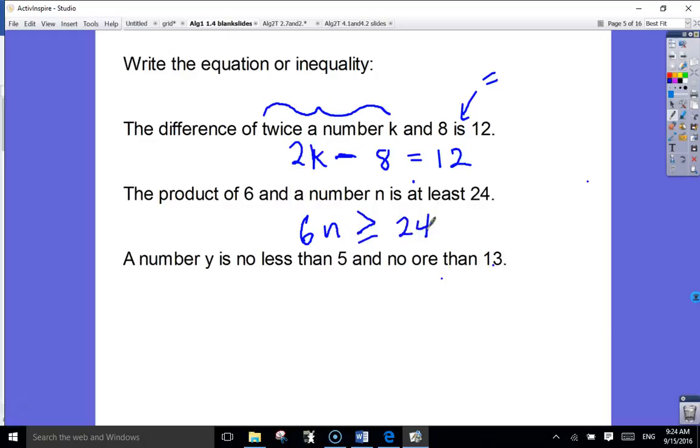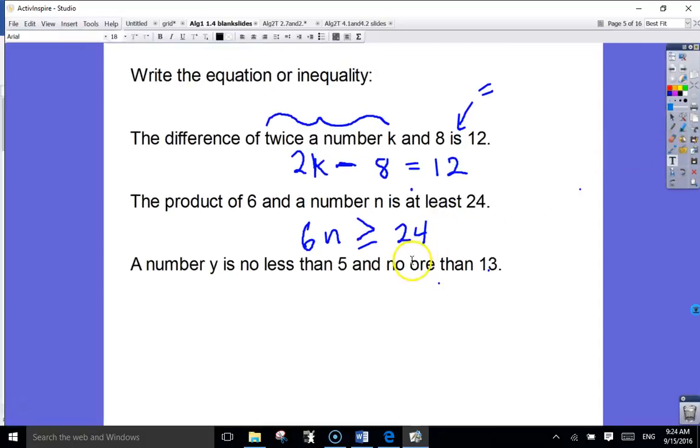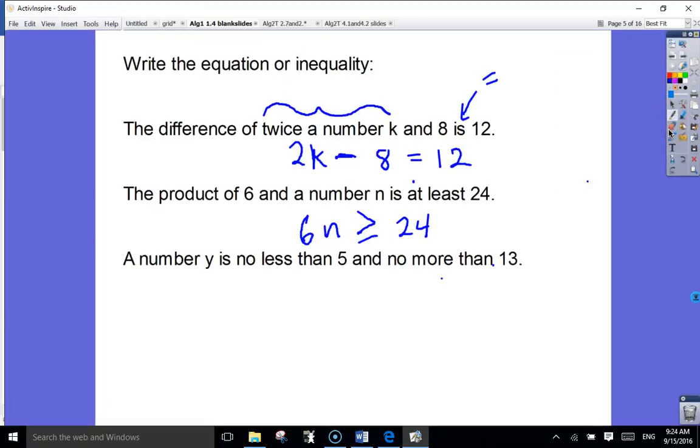And a number y is no less than 5 and no more than 13. This is one you probably haven't seen before. So this is something you think the others you probably kind of sort of knew what you're doing. This one is new for you. So you're going to have to wrap your brain around this.